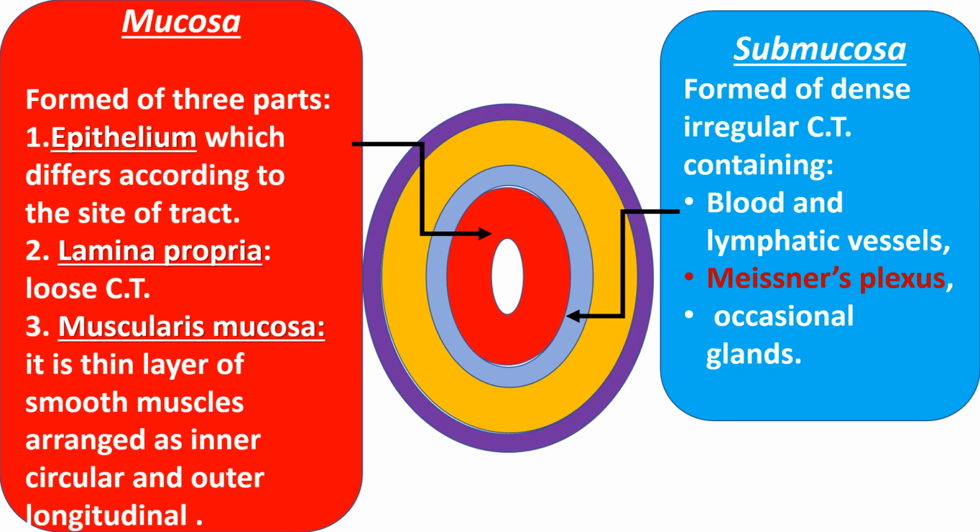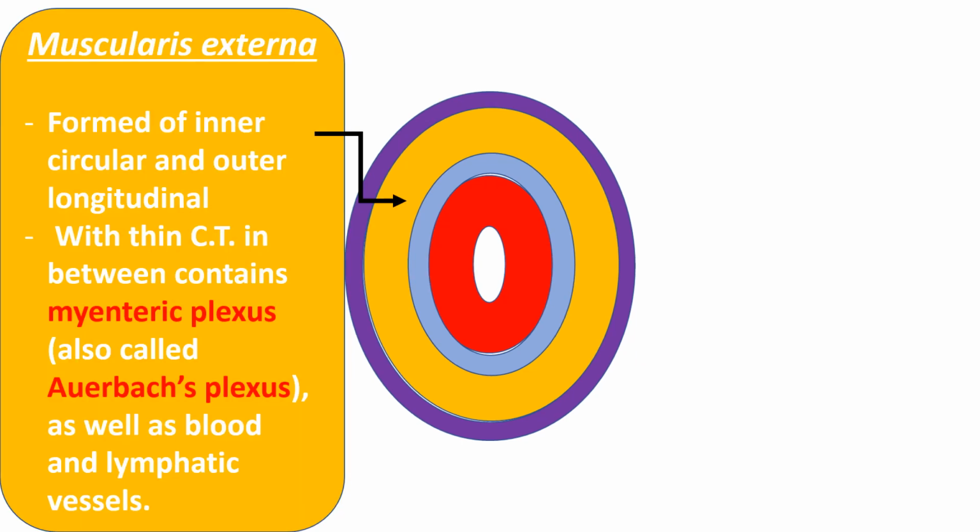Let's go to the muscularis externa. Muscularis externa will be formed of muscle layers, which is responsible for the peristaltic movement of the gastrointestinal tract. So it is more layers than muscularis mucosa. It will be arranged as inner circular and outer longitudinal smooth muscle fiber with connective tissue in between.